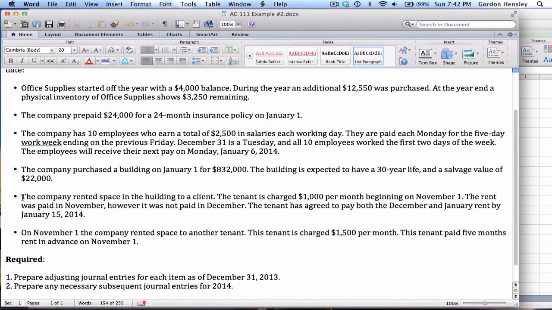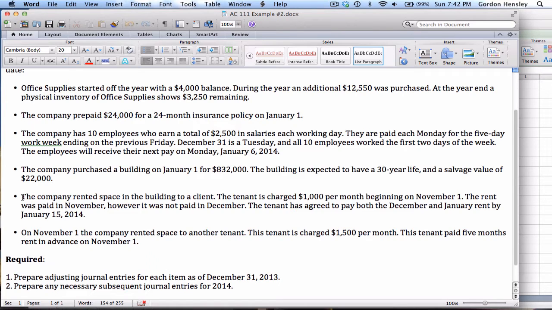The next situation says that the company rented space in the building to a client. We're charging them $1,000 per month, and this relationship began on November the 1st. The rent was paid in November. However, they didn't pay their rent for December.